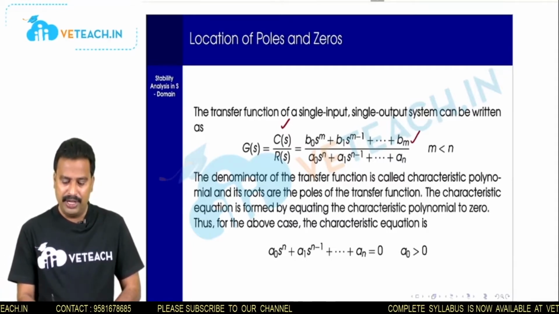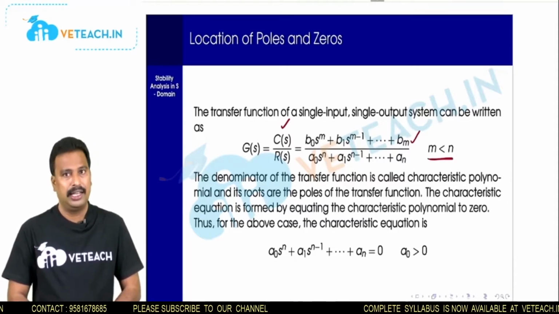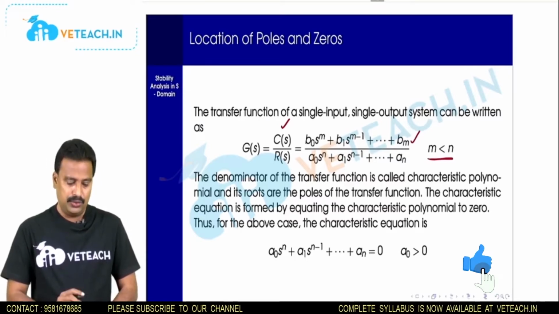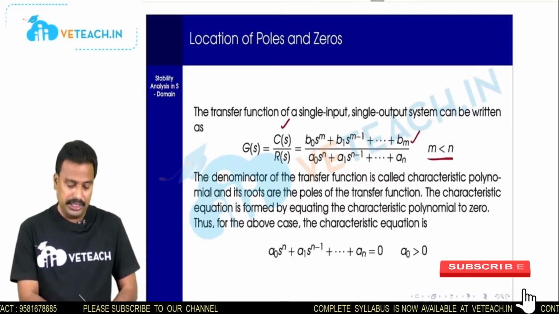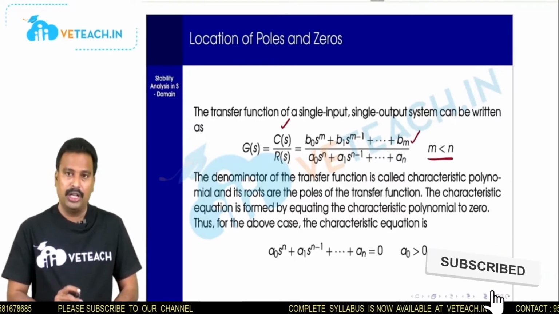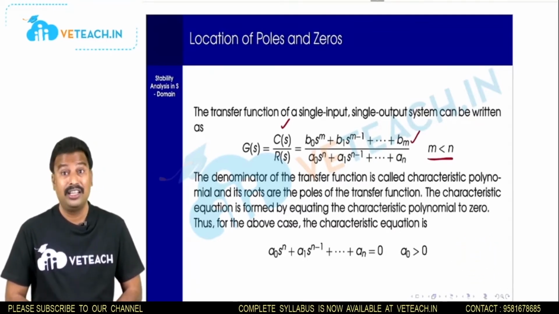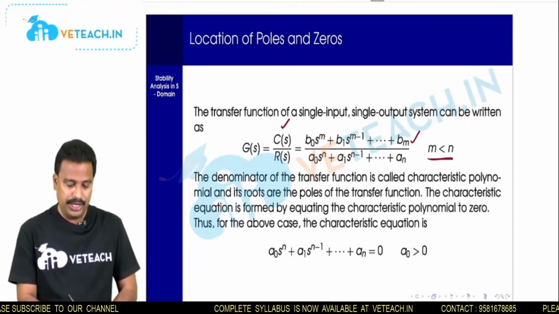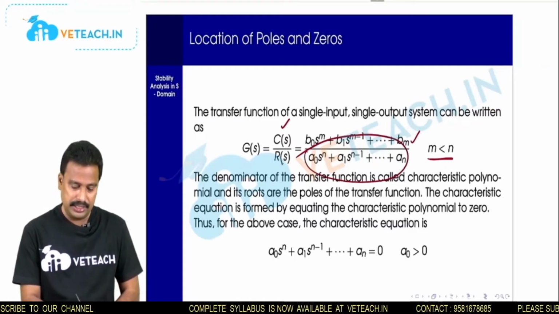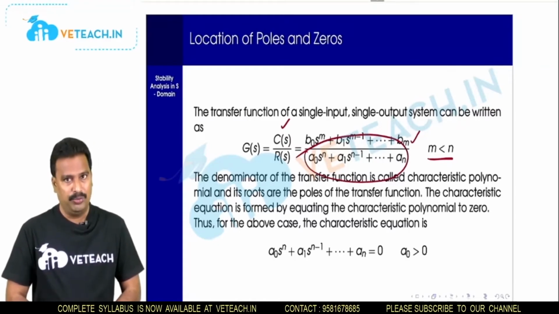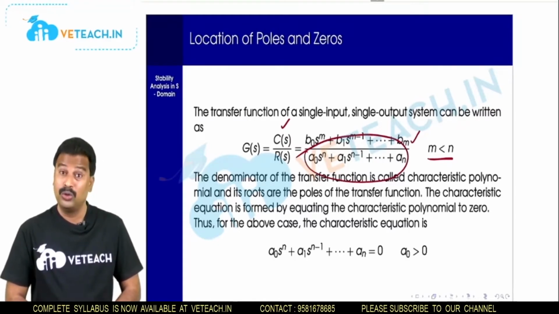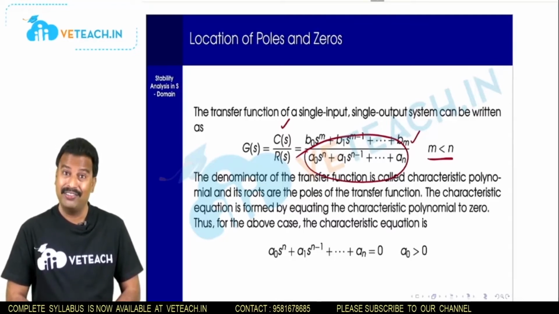Here this m value is always less than n. Okay. So here, the denominator polynomial of the transfer function is known as the characteristic equation. That means you take this denominator polynomial and you equate that to 0. You will get an equation.